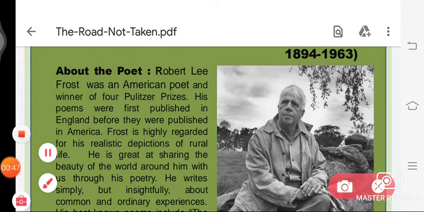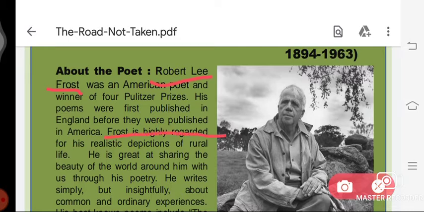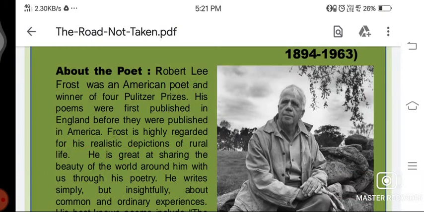The full name of the poet is Robert Lee Frost. He was an American poet and winner of 4 Pulitzer Prizes. His poems were first published in England before they were published in America. Frost is highly regarded for his realistic description of rural life.